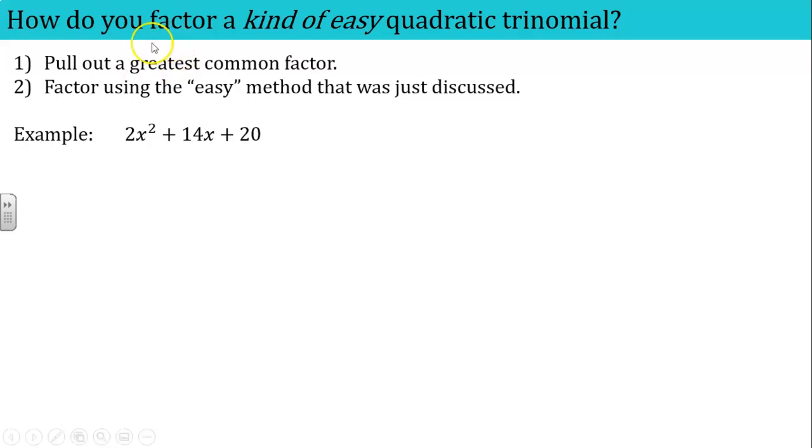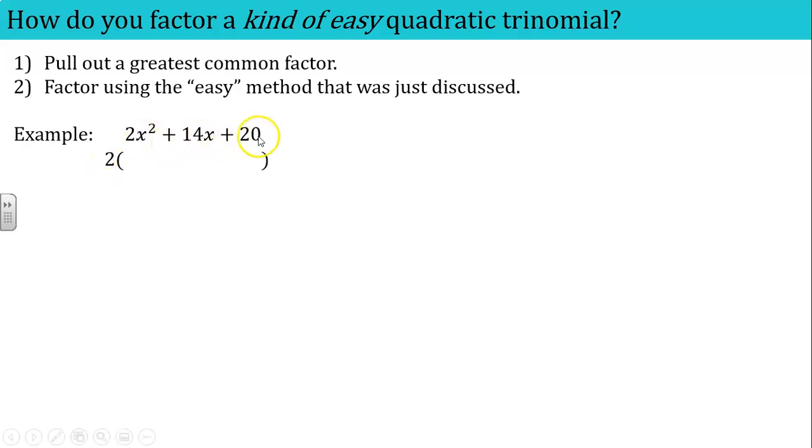So step 1, pull out a greatest common factor. If you're looking at these three numbers, do they have a greatest common factor? Do they have something that divides evenly into all of them? They do, it's 2. So I'm going to pull out that greatest common factor, which means that 2 goes on the outside of the parentheses.